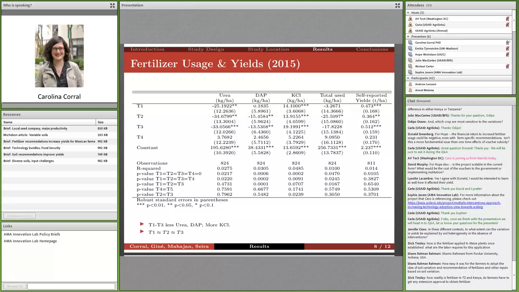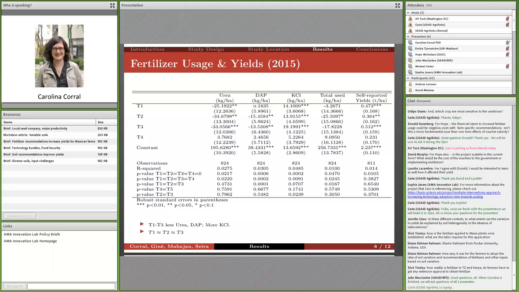However, when we look at self-reported yields, we see increases between 16 and 22%. So the first question that you will have about this table is, yes, but you didn't reach the 4.5 ton yield, Caro.